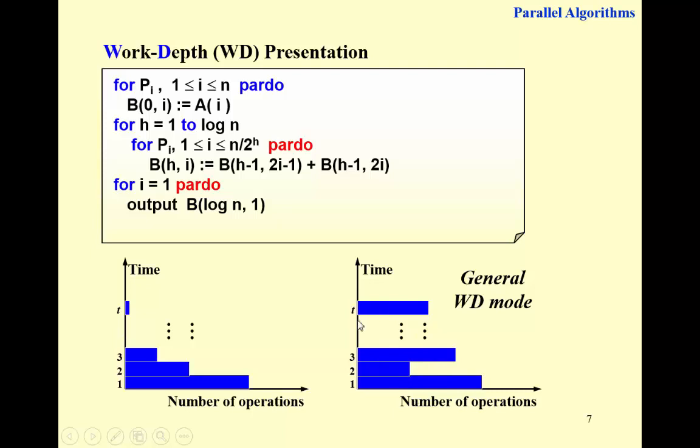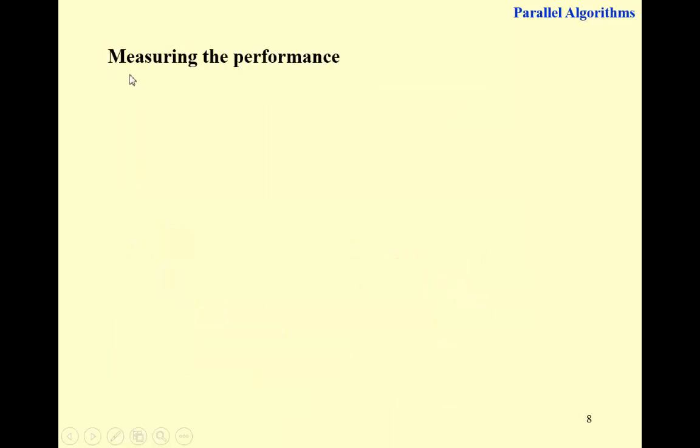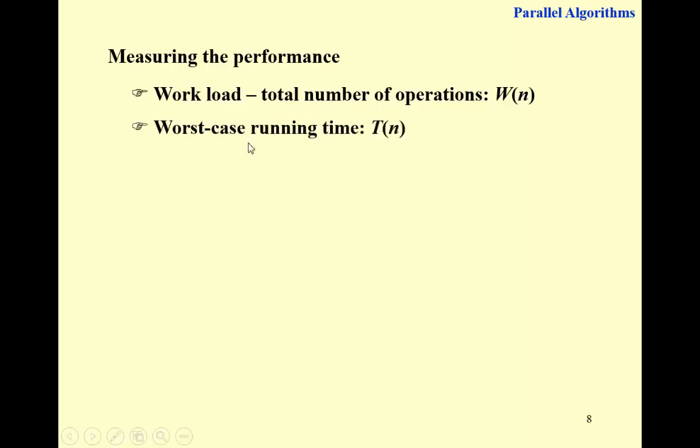But notice here, no matter which model we use, the time complexity looks the same. Both big O of log n, right? So what's the point of specifying the different number of processors? Well, in the world of parallel computing, there are actually two factors we must consider. To measure the performance of a parallel algorithm, we consider both the workload, that is the total number of operations, denoted by W of n, and the worst case runtime denoted by T of n.